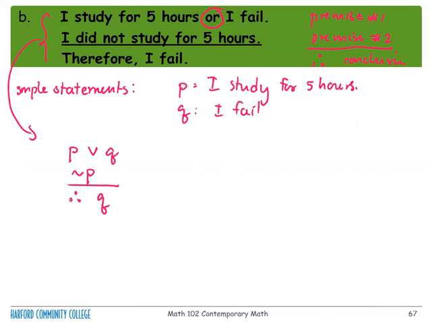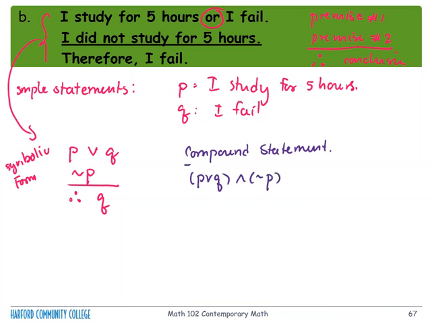Now we write it in symbolic form. Next, we're gonna write it as the compound statement. The compound statement: premise number 1, premise number 2, connected with the and together in the brackets. Then conclusion Q. So now we have the compound statement to represent this argument.